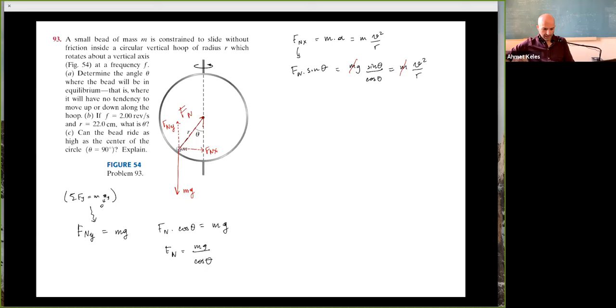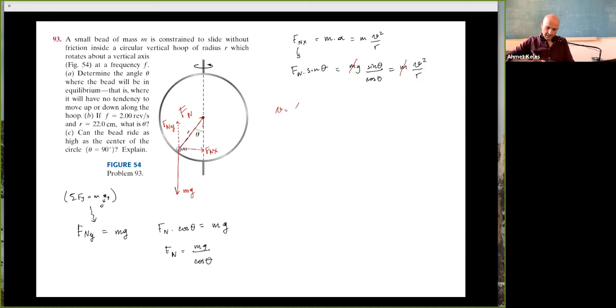Okay, so let me go back to the problem. The problem is asking to determine the angle where the bead will be in equilibrium. And we need to find theta in terms of a given frequency, right? So here g is known, tangent is known, R is known, but v is not known. So I need to express v in terms of frequency.